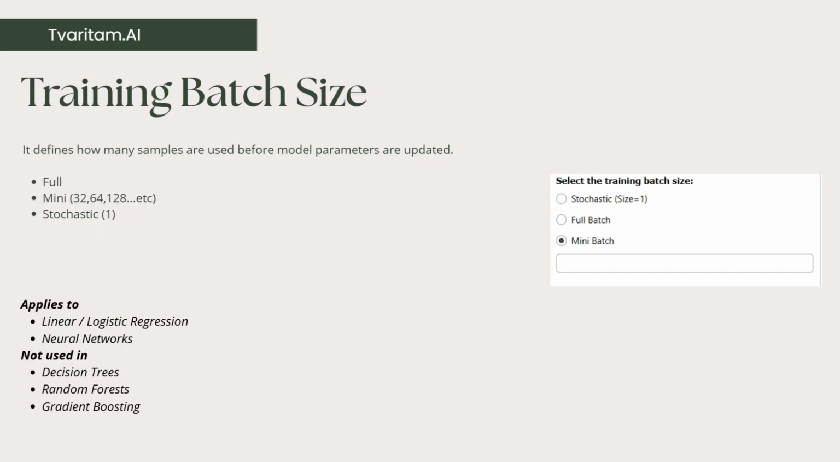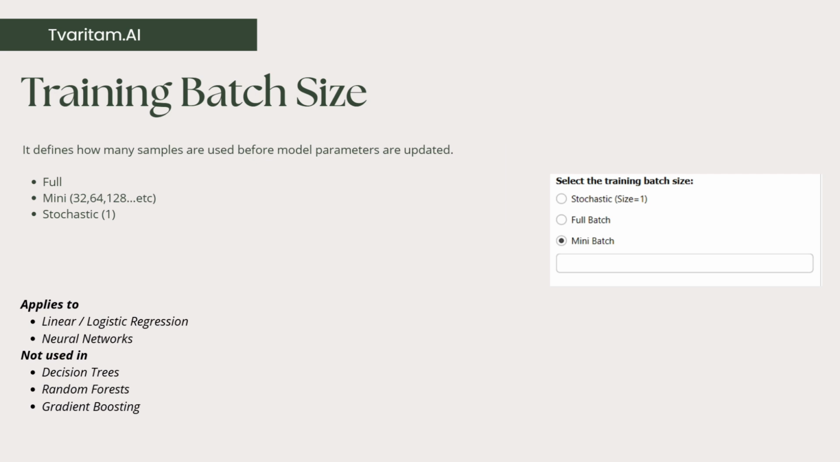Then we have training batch size. Training batch size is used only with models that are gradient based, like linear regression, logistic regression, and neural networks, and does not apply to models like decision trees, random forest, gradient boosting, and other tree based models. The types of gradient descent are full, mini, and stochastic. This training batch size defines how many samples are used before the parameters in the model are updated.